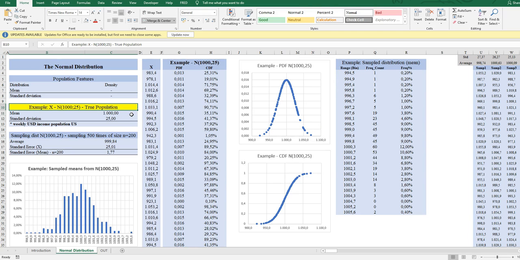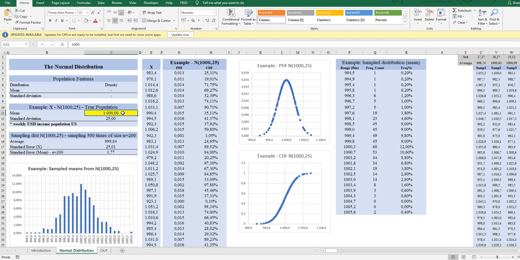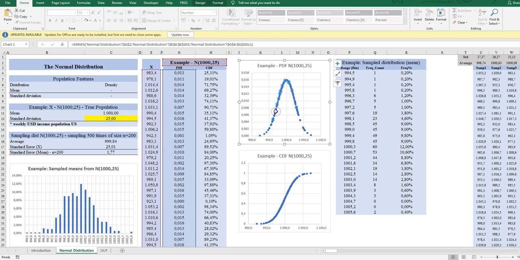Okay, let's look at a concrete example. I have a true population where it's assumed that the weekly dollar income in the US is 1000 and it has a standard deviation of $25. So a normal distribution that describes the entire US population just from two parameters, a mean and a standard deviation. And this is exactly the distribution that I have here.